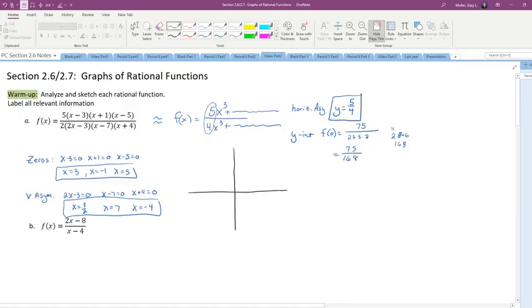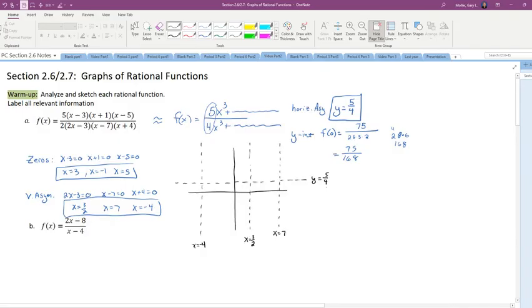Okay, vertical asymptotes at 7. So I'm just going to jump way out here. X equals 7, at 1.5, and at -4. I have a horizontal asymptote at 1.25. So we're just going to estimate that right here. That's at y equals 5/4.